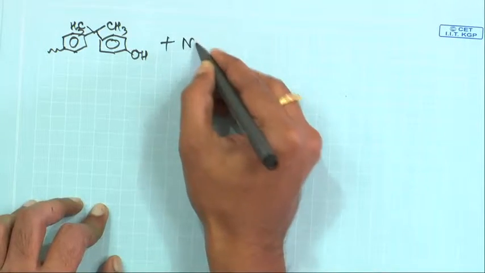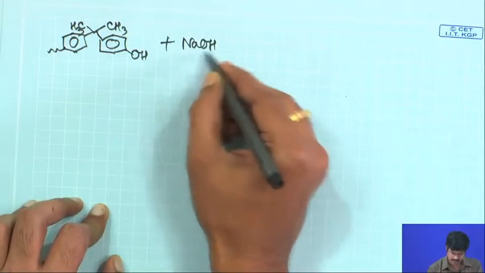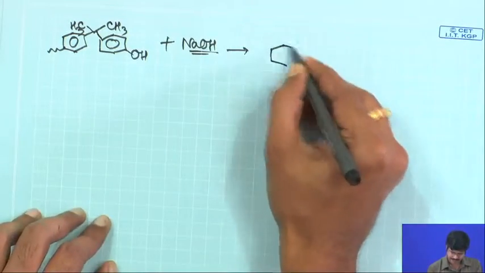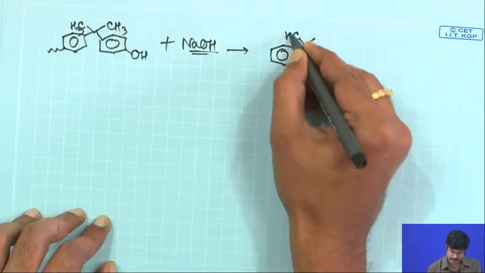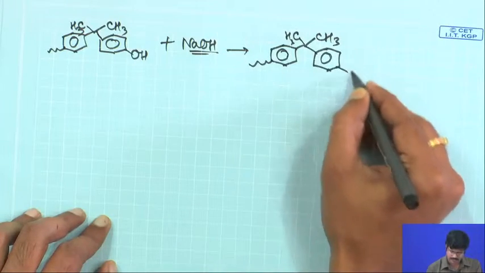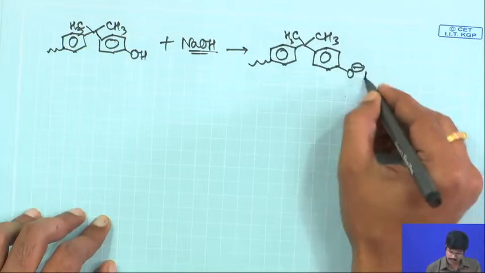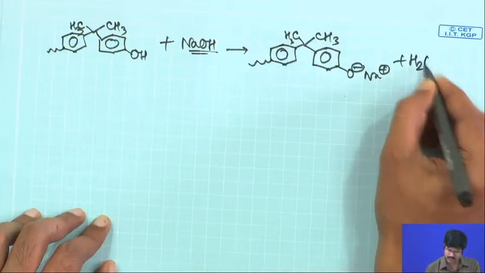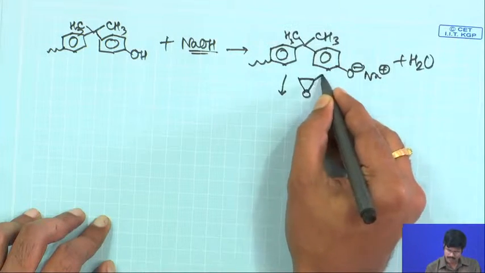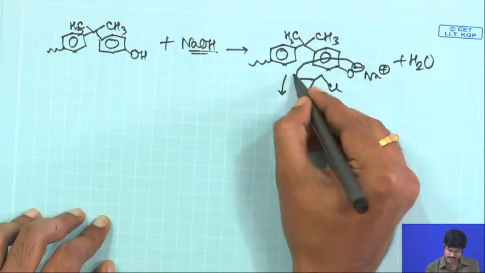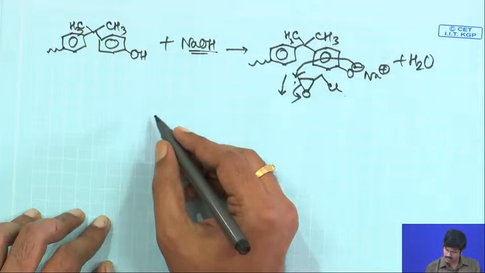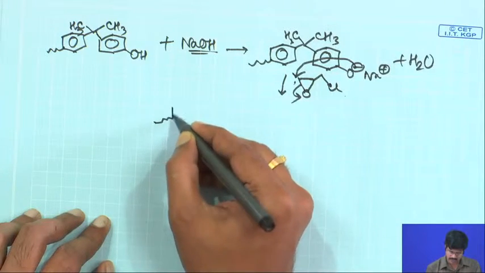So, this reacts with sodium hydroxide, which acts as a catalyst, and then you will have O minus Na plus and water that is produced. Now, this reacts with your epichlorohydrin. Of course, this will attack on this side, which is the less hindered side, and this will open this up. So, ultimately what you will get is the following.